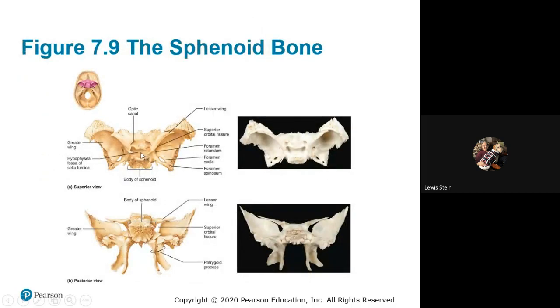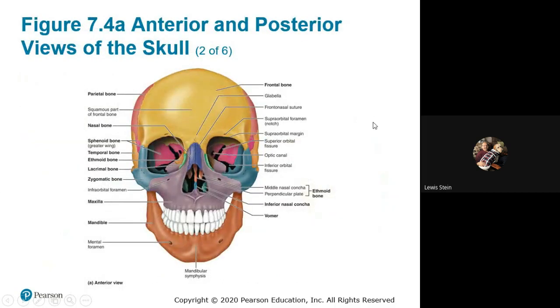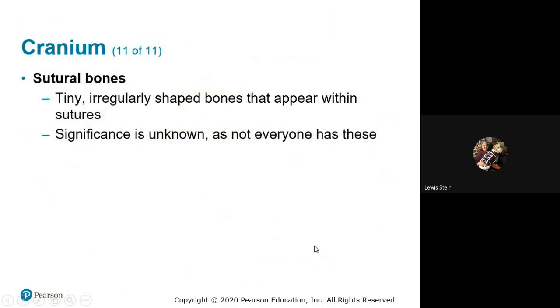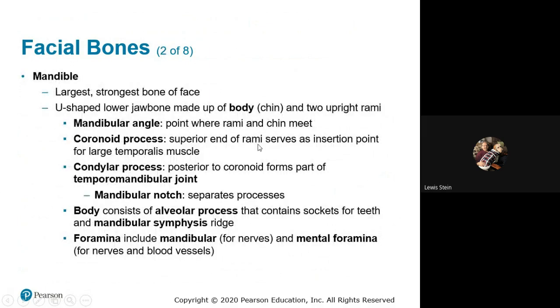So here you have all that. I'll print these pictures for you. Here's the ethmoid. Now they're showing them to you. So you can see the cheekbone or zygomatic, the lacrimal, nasal, that darker blue maxillary that's there. Sutural bone's not a big deal. Here are the names of them. The turbinates are also called the inferior nasal concha.